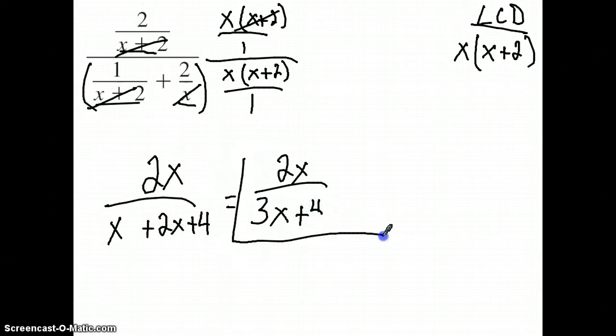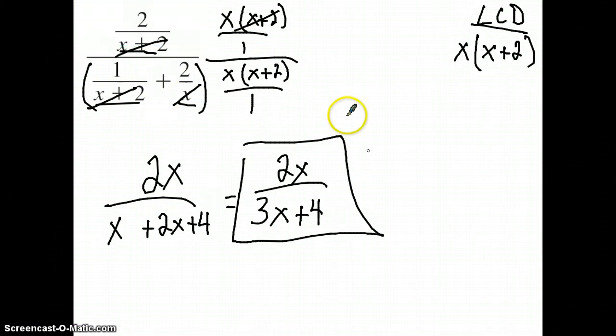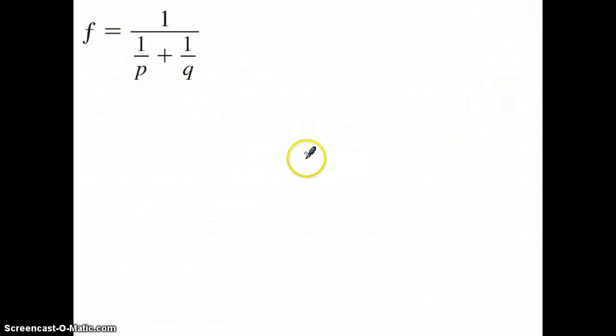And now that complex fraction has simplified into a nice succinct fraction of the quantity 2x over 3x plus 4. All right, moving on to one final example here.